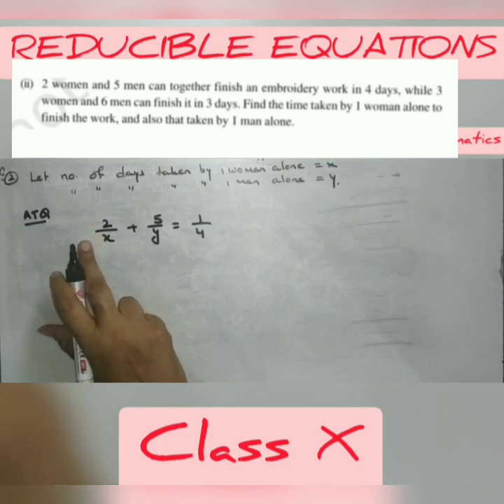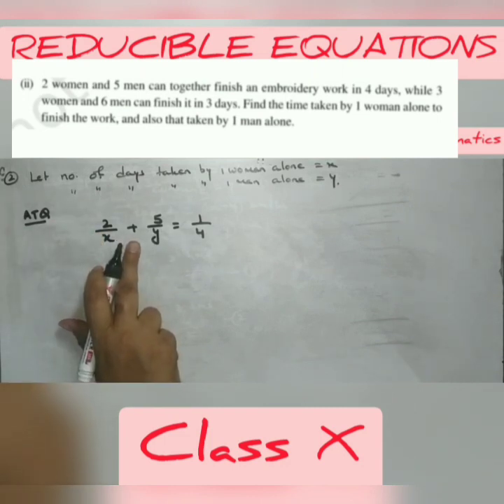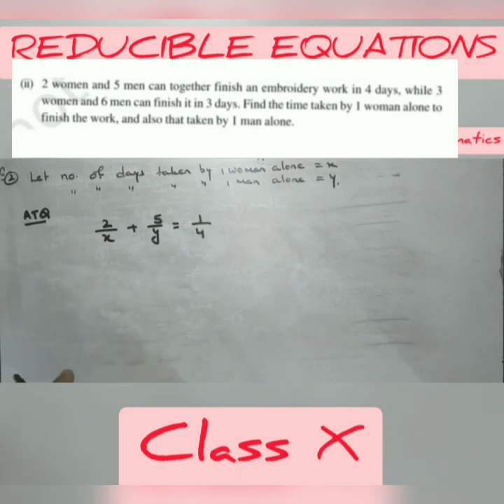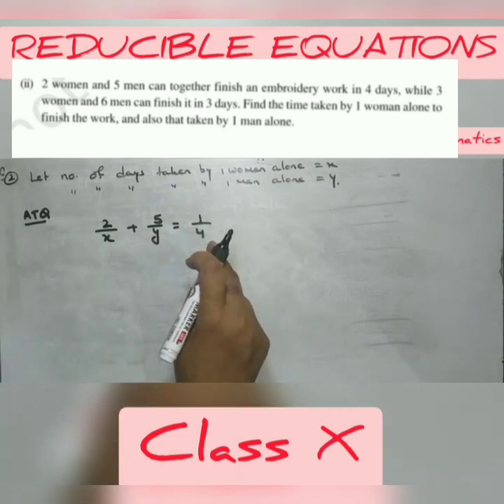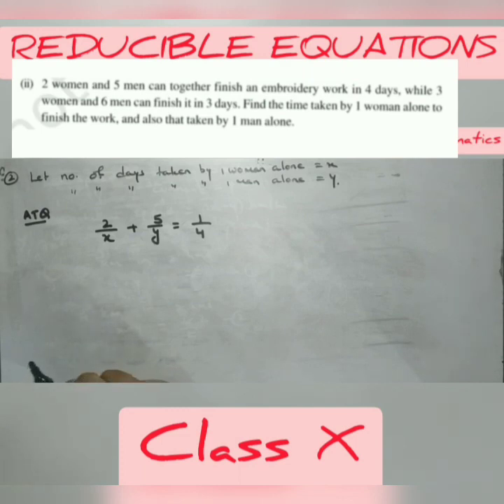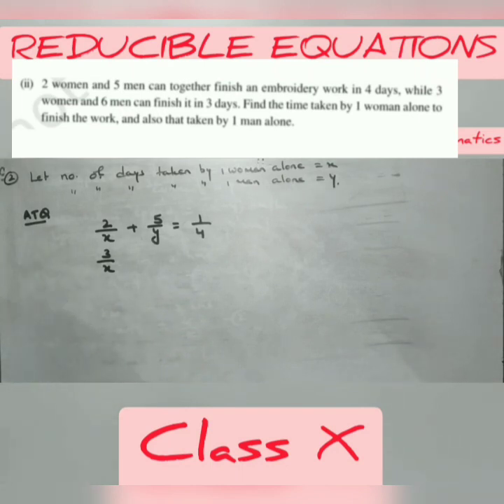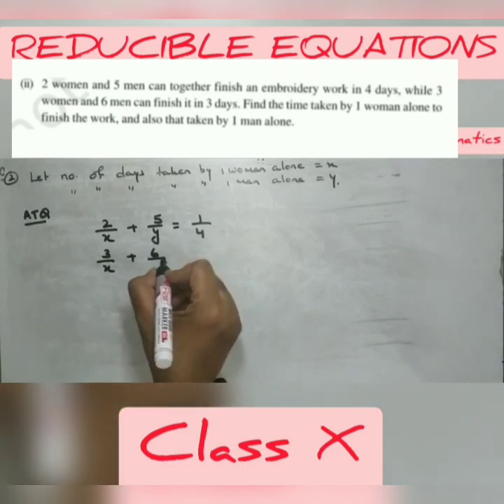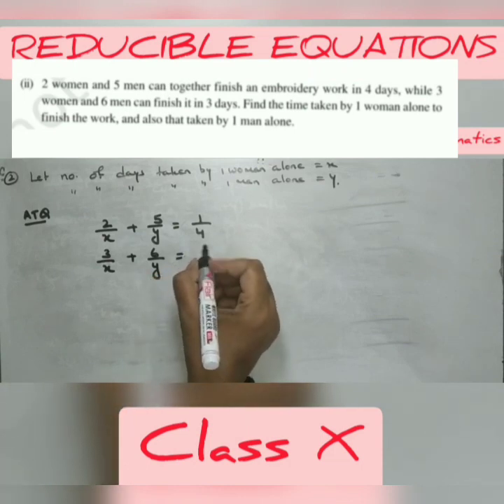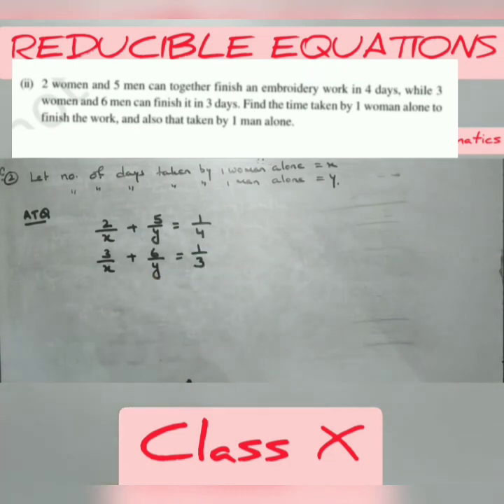2 women, 1 day work is 2 upon x. 5 men, 1 day work is 5 by y, and total is, they are going to complete the work in 4 days, so in 1 day they will complete 1 by 4. Similarly, 3 women means 3 by x, they are going to do 3 by x plus 6 men, 6 by y is equal to 3 days, that is 1 by 3. So in 1 day, equation framed of 1 day only. We have to solve this, but before solving we have to check that the variables are in the denominator, so you have to reduce the equation.